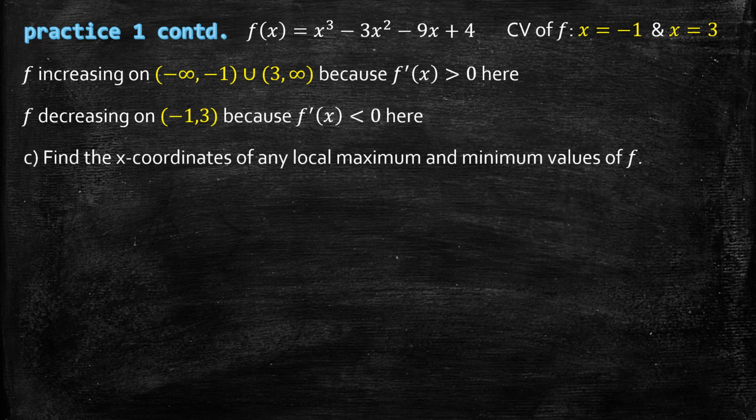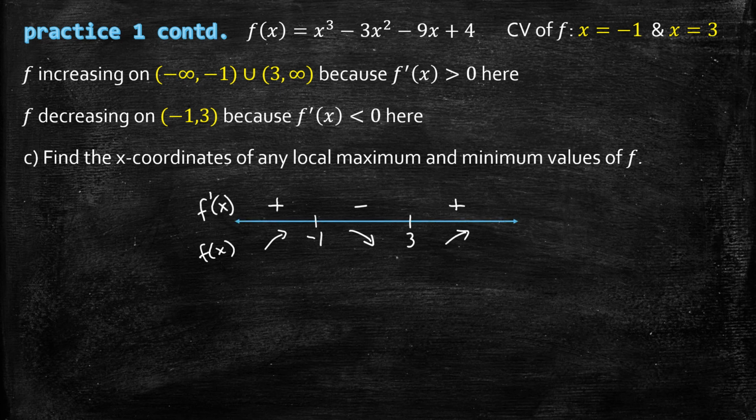So the next step to complete the picture of this function is to find any local max and minimum values. And we realize that the number line analysis from before actually contains the answer to this problem. So let's bring that up and recall that.